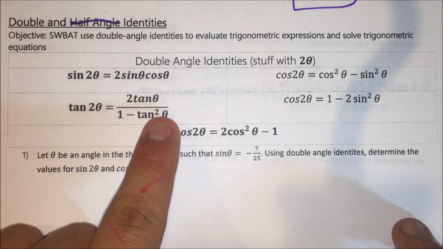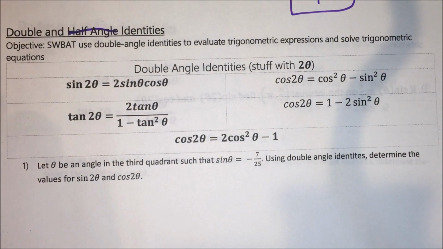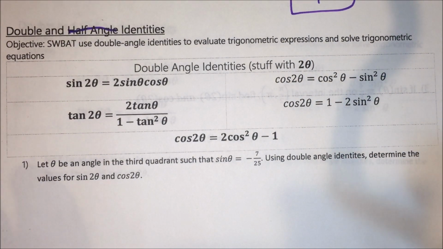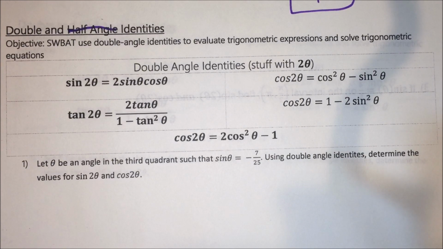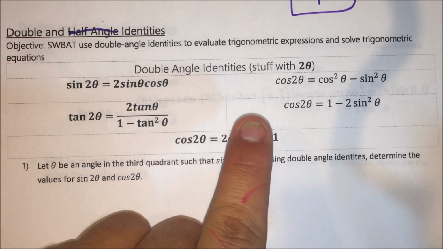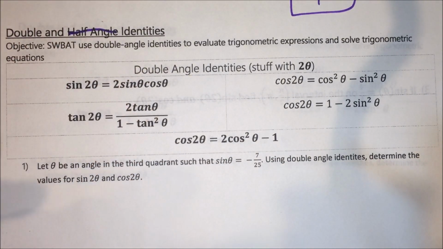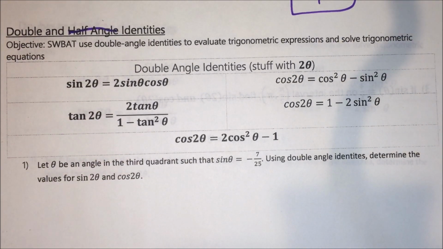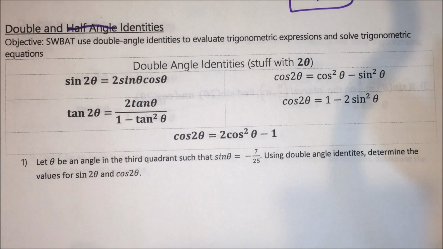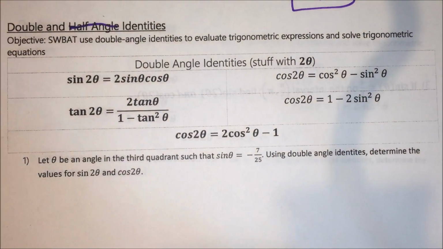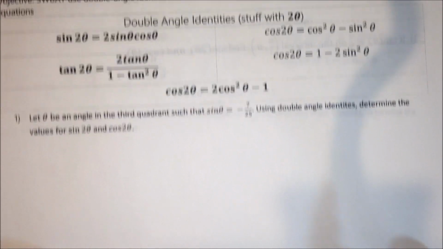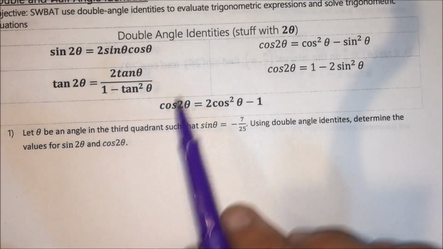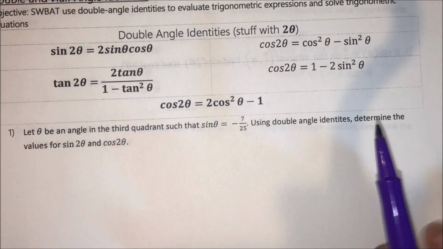Unfortunately, unlike the sum and difference ones we learned about yesterday, these don't have a special pattern, so we just kind of have to know them. But you can actually prove them using the sum and difference identities, which is an interesting proof if you want. We're just going to use these today to solve these.